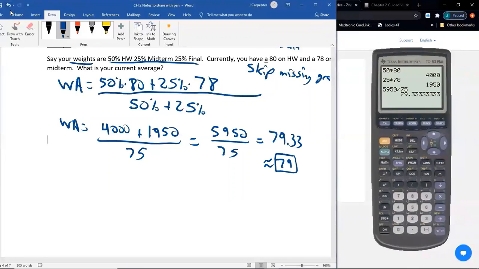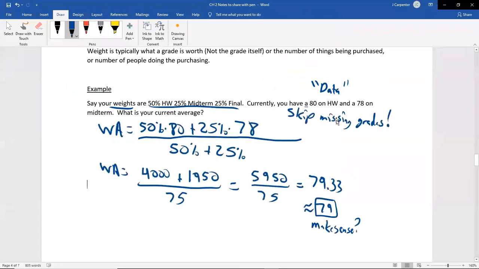And then you can ask yourself, does this make sense? Like you're supposed to do after every single problem in this course. All right, so we had an 80 on our homeworks and a 78 on our midterms. Well, a 79 makes sense because it's somewhere between these two. If I calculated my average and it came out to be a 33, that would not make sense because I don't have any grades even close to that zone. If I have grades of 80 and 78 and I calculated my average to be a 95, that would not make sense. So your weighted average needs to be somewhere between the numbers given.